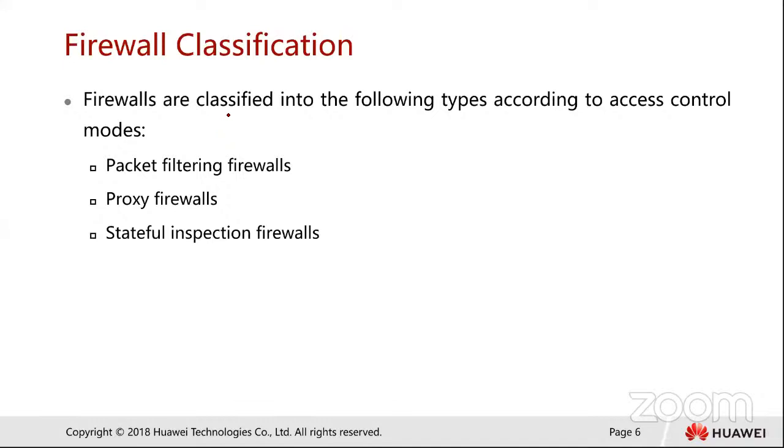Firewalls have been developed for 3 generations now. Their classification methods are various. For example, firewalls can be classified into hardware firewalls and software firewalls by form, or standalone firewalls and network firewalls by protection object. But the most common classification method is by control mode. How are we going to control our traffic?